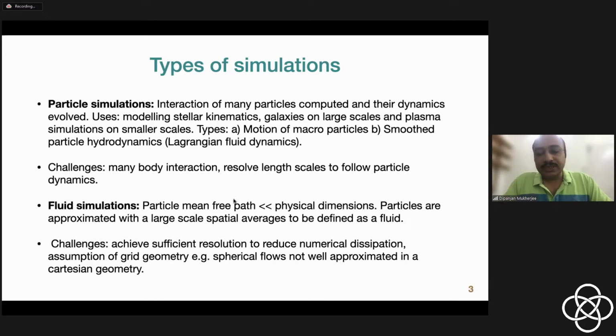So what are the major challenges of fluid simulation? The major challenge is to have sufficient resolution to reduce numerical dissipation. And then we also have to discretize the space, and thus this gives us a definite geometry that we have to assume. For example, it can be either Cartesian or spherical, etc. So if we assume a Cartesian geometry, and the flow itself has a symmetry of its own, since we are discretizing the space and that is an approximation, some of the flow properties are not well caught due to the discretization.